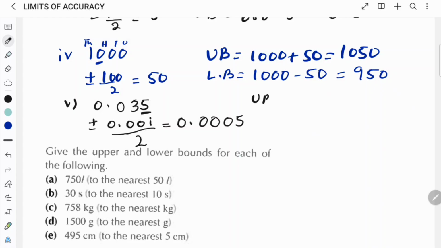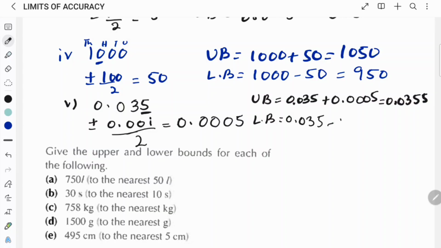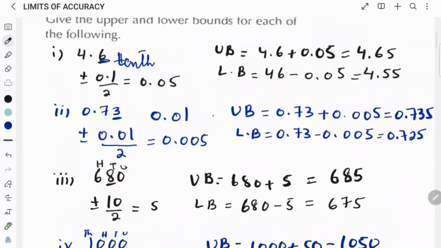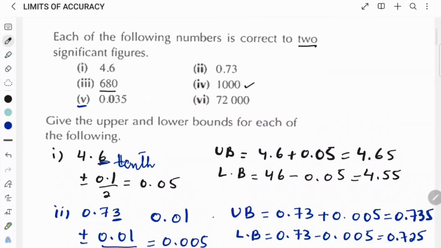So the upper bound will be equal to 0.035 plus 0.0005, so that is equal to 0.0355. And the lower bound will be equal to 0.035 minus 0.0005, that will be equal to 0.0345.